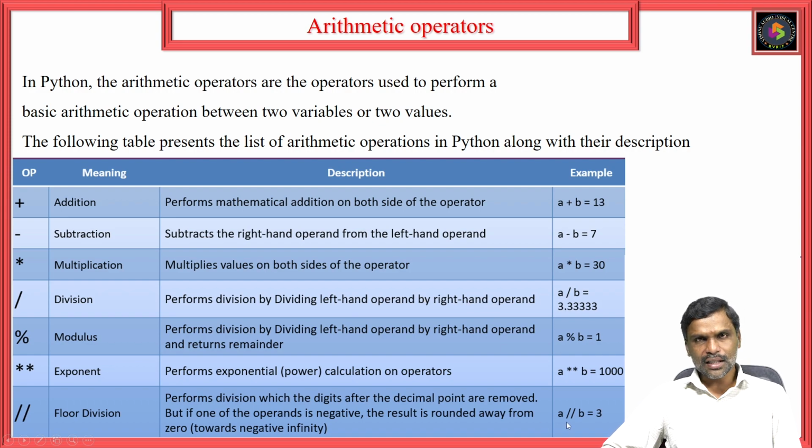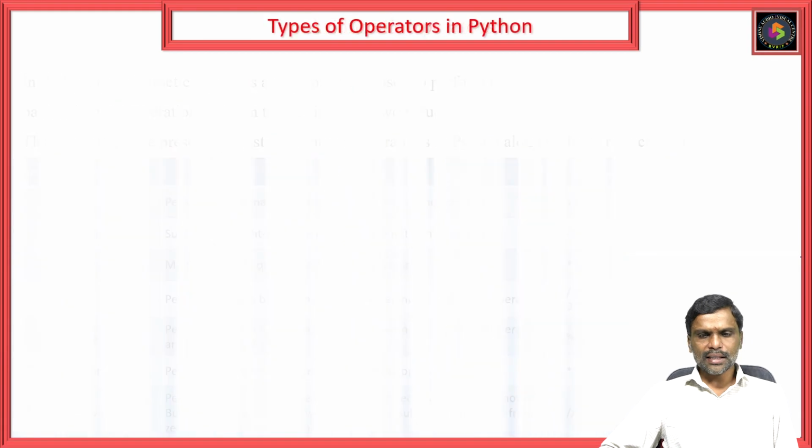What is the difference in floor division? Floor division ignores the values after the decimal point. In the division we have represented 3.333. Here in the floor division it doesn't take into consideration anything after the decimal point. This is regarding the basic operators, that is, the arithmetic operators we have discussed. Let us go to the next operator.